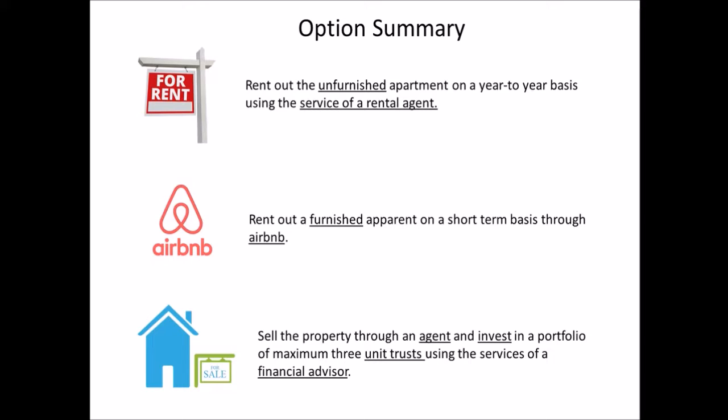The second is to rent out a furnished apartment on a short-term basis through Airbnb. And the final option is to sell the property through an agent and invest in a portfolio of maximum 3-unit trusts using the services of a financial advisor. All assumptions are included in the model, and risk and uncertainty provisions will be highlighted throughout the video presentation.